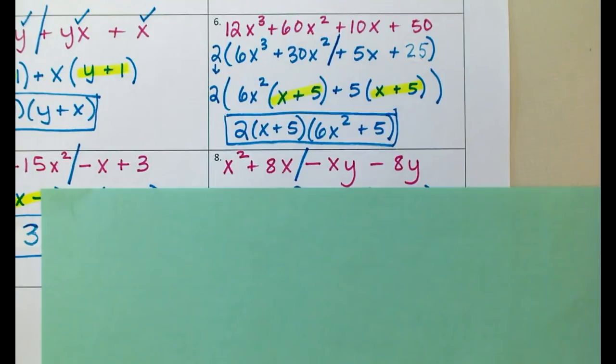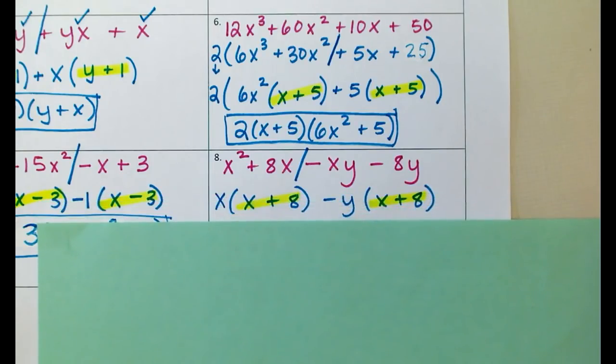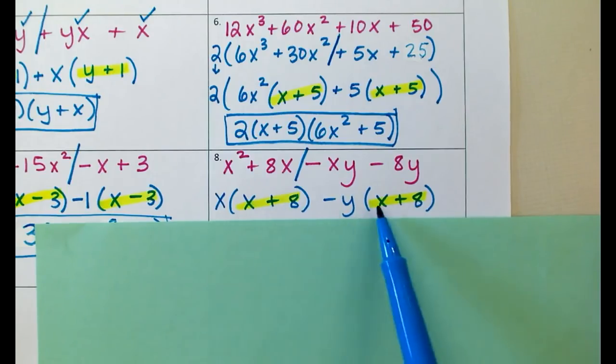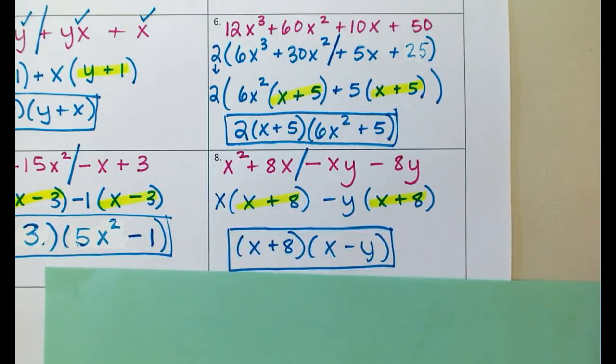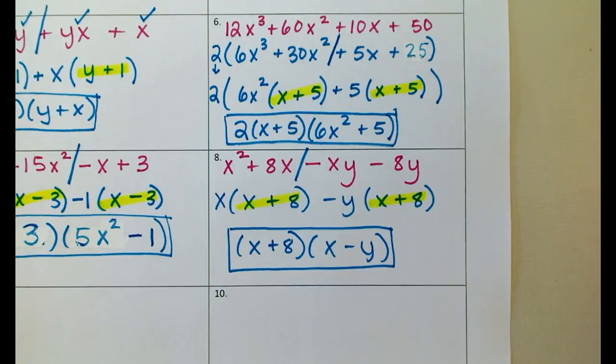Okay, I started by splitting my problem in half, and I noticed here I had x in common between my first 2 terms. So I factored an x out of my first 2 terms, and I was left with x plus 8. My second one, I noticed there was a negative sign out front. So I factored out a negative y, and I was left with x plus 8. These 2 terms matched up, which means those are my GCF. So my final answer was x plus 8 times x minus y.